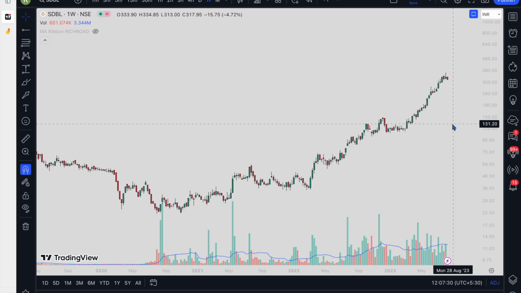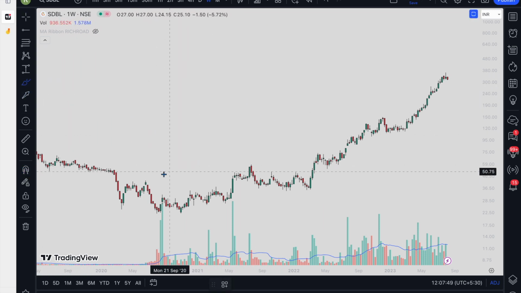So at this point, we have studied all the theory that you need. But now let's go and see some live examples. That is where the fun is, right? Just mere theory cannot help you with everything. Now let's understand the example of SDBL. And let's see what all happened in this stock.